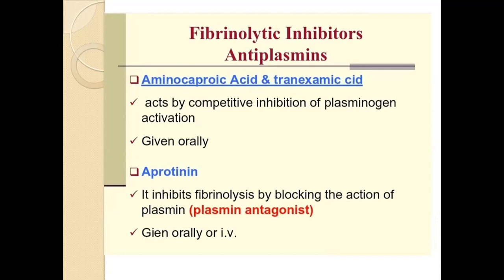Aprotinin, it inhibits fibrinolysis by blocking the activation of plasmin. So this is a plasmin antagonist. It can be given orally or IV.